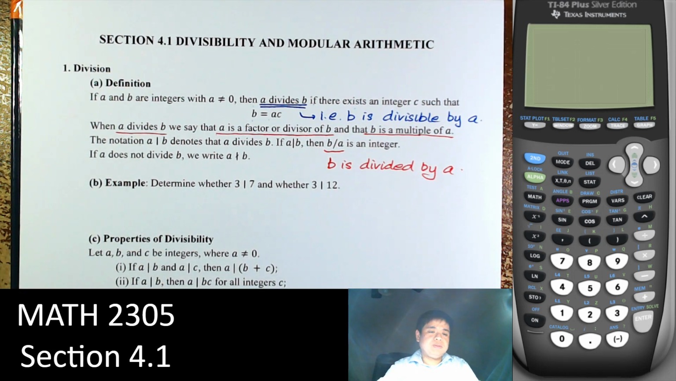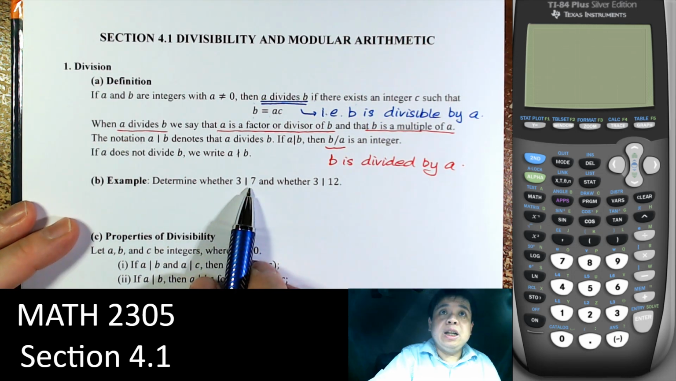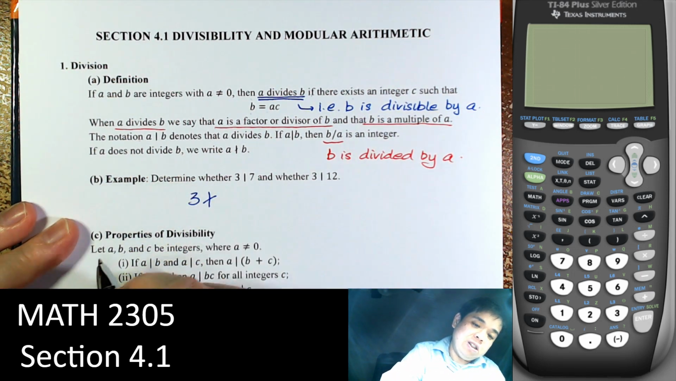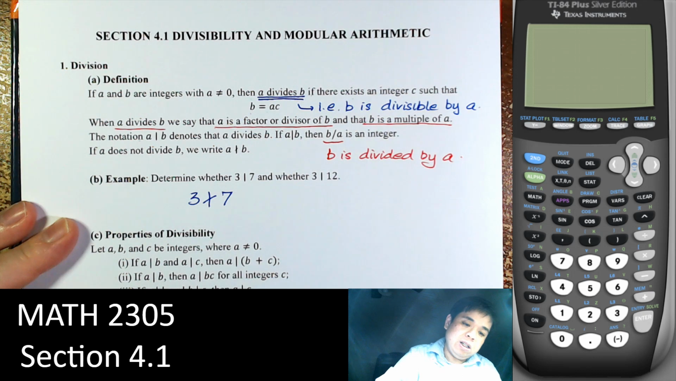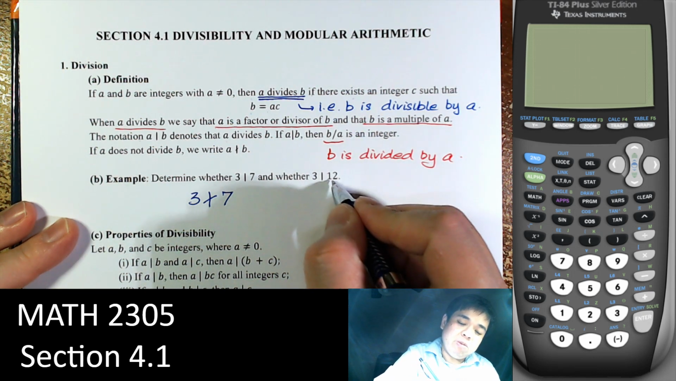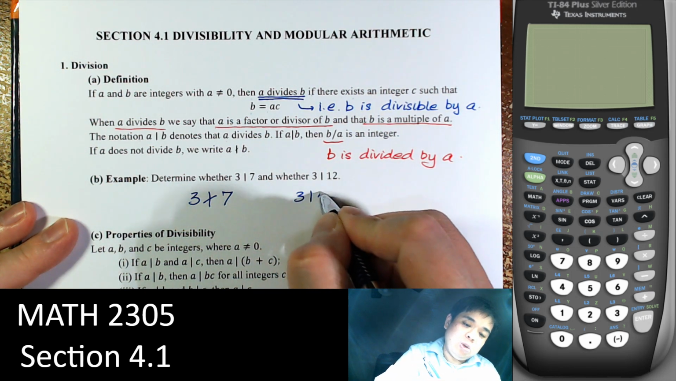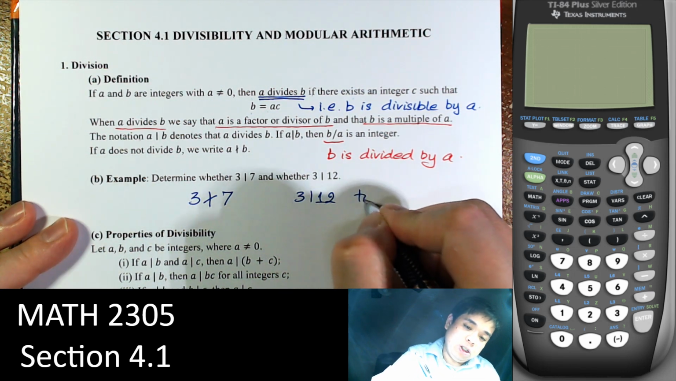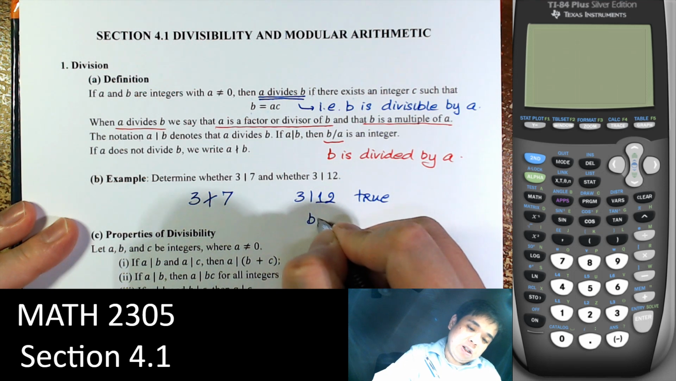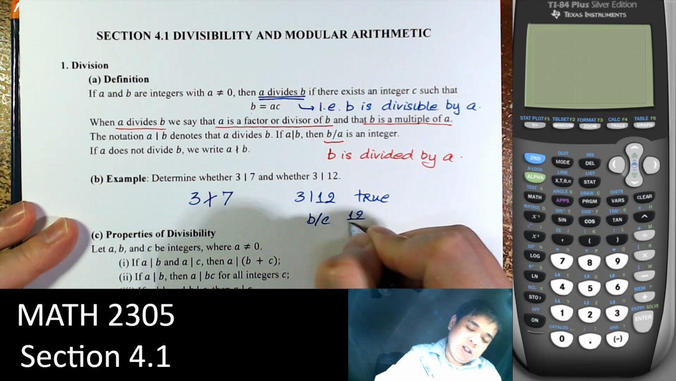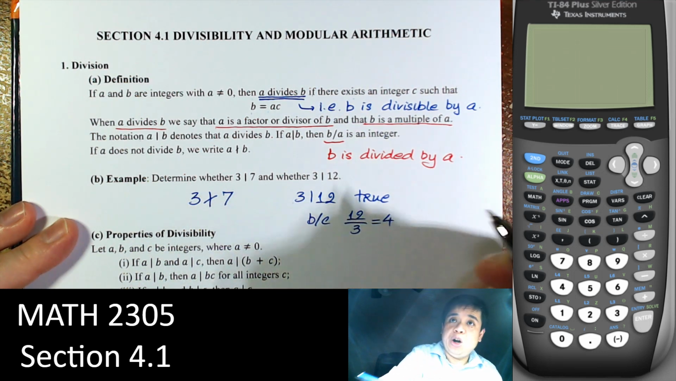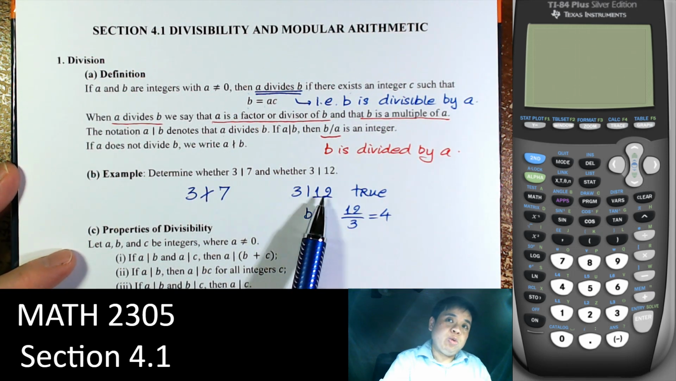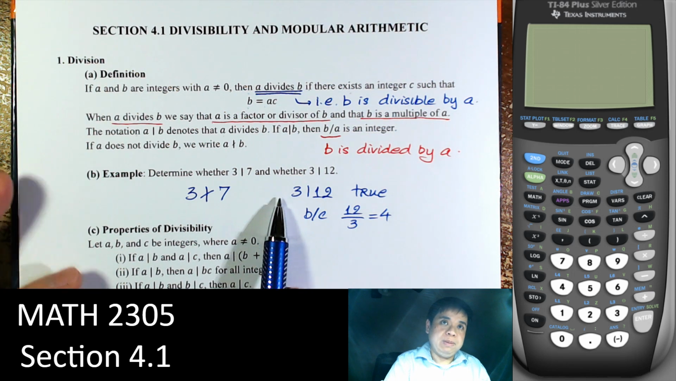So next, does 3 divide 7? We say no. And does 3 divide 12? That's true, because 12 divided by 3 is equal to 4, with no remainder. So we say 3 divides 12. 3 is a factor of 12, or 12 is a multiple of 3.